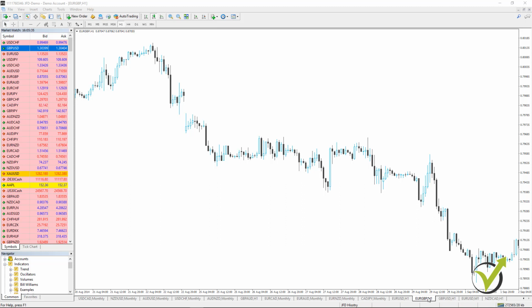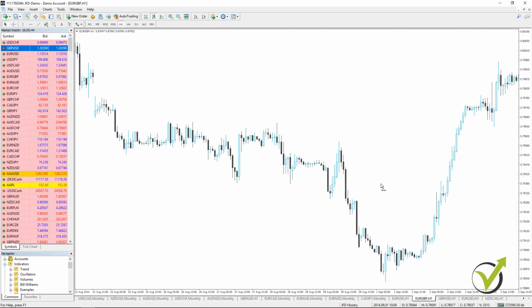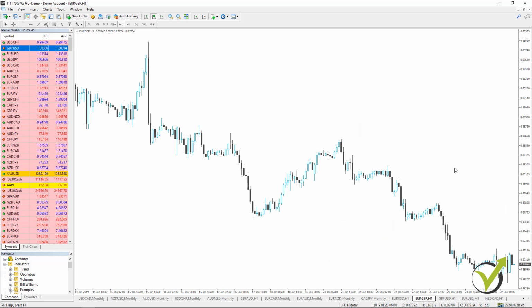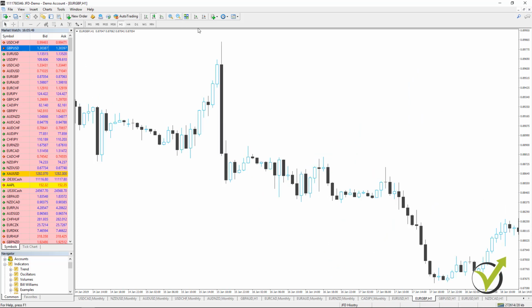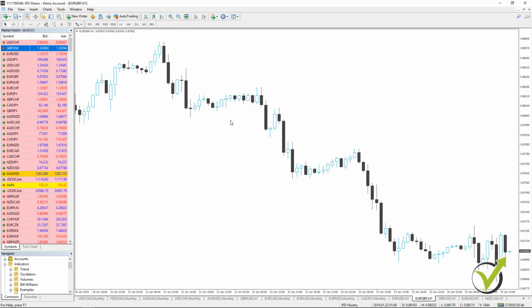This is because for three of them, for Euro Dollar, for Euro Pound and for Pound Dollar, we use bar opening. So we're looking at every new bar that opens. So let's go to the end. And this means that you don't need to stay in front of the computer all the time.